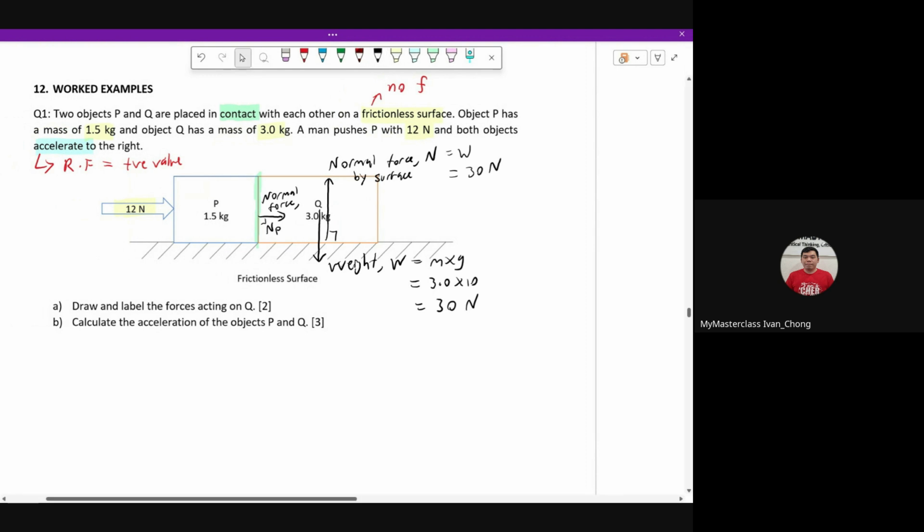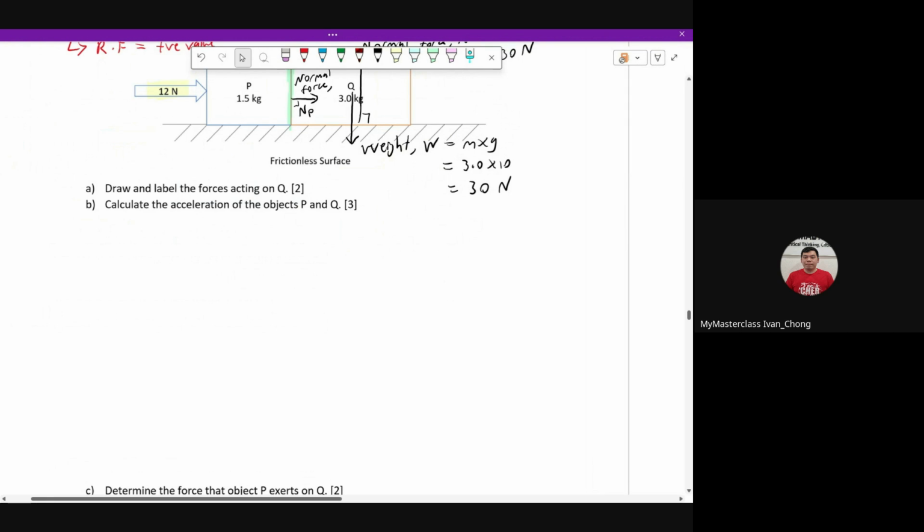Okay, there's no leftward force, there's no friction, there's no air resistance, because they tell you it is a frictionless surface. Okay, next, calculate the acceleration of both P and Q. Now, typically when we solve for acceleration itself, we'll use the resultant force, which is M times A.